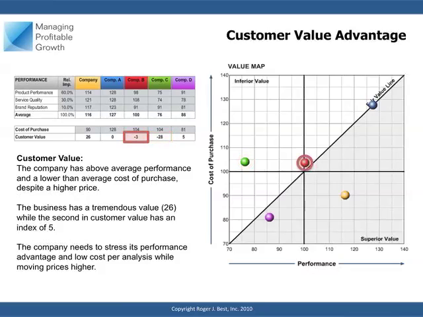Competitor B is positioned near average in both overall performance and cost of purchase. Competitor A has a very high level of performance and customers are willing to pay for it, even though the value is just average.